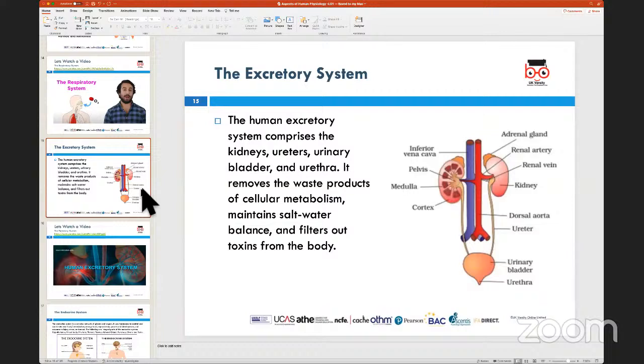The next system that we talk about is the excretory system. This is a system which comprises the kidneys, the ureters, the urinary bladder, and the urethra. And this system is responsible for removing any waste products produced because of the cellular metabolism which happens in our cells, tissues, organs, and organ systems. This system also helps in maintaining the pH balance in our body.